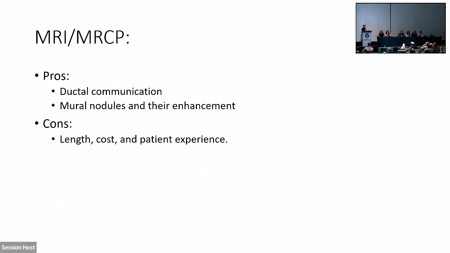For cyst surveillance, it's going to be slightly different. MRI is very good at ductal communication identification, and mural nodules and their enhancement, up to a certain size, as we'll see in a moment.